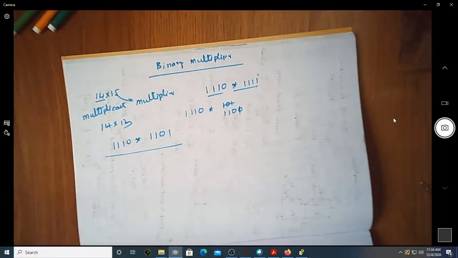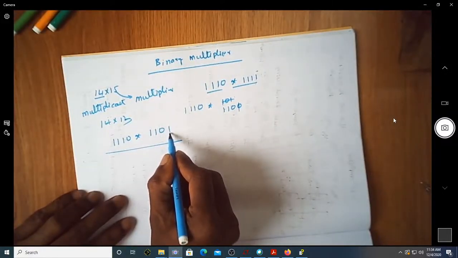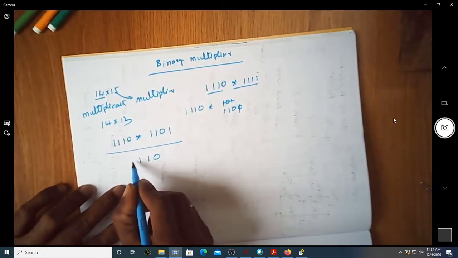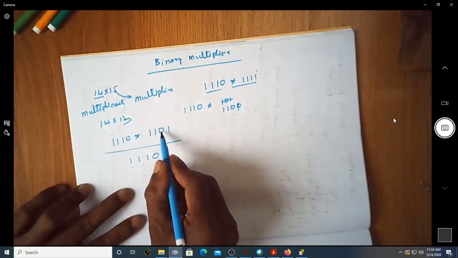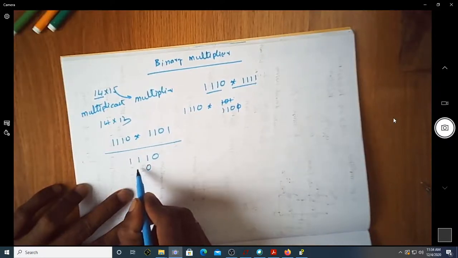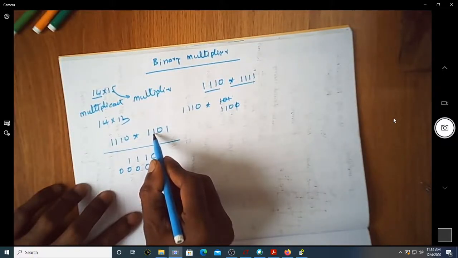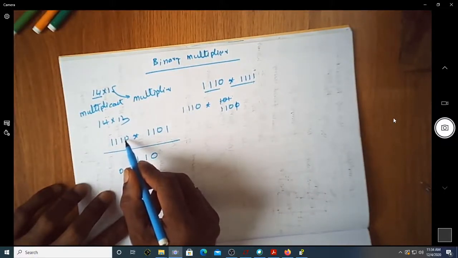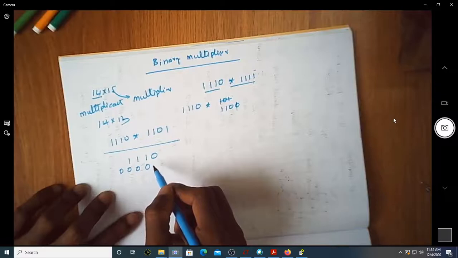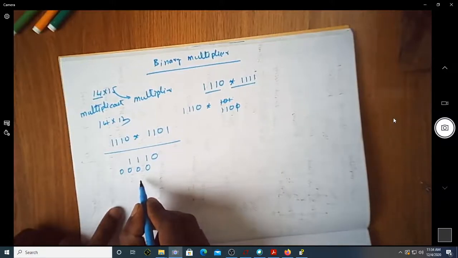In order to get the multiplication of 14 and 13, you can see there is a multiplier bit 1, so let me retain the multiplicand. This is my multiplicand. There is a 0 here. Since it is 0, I will not add the multiplicand, but I will add zeros. Then there is a multiplier bit which is 1, so I need to add the multiplicand. Whenever I add the multiplicand to the partial product already obtained from my previous bits, I shift by 1 bit towards the left side.